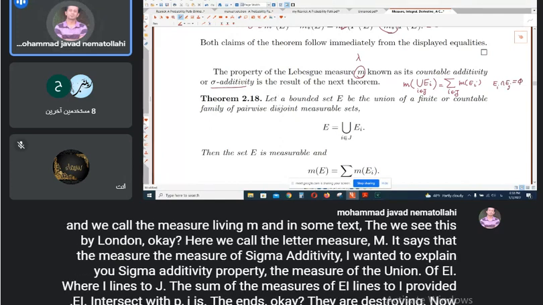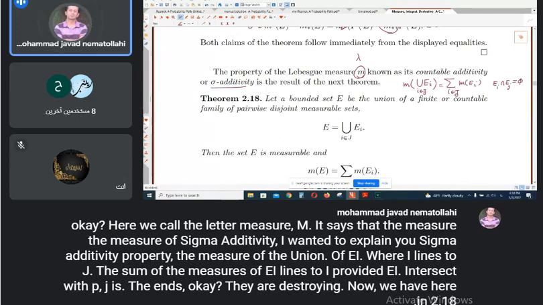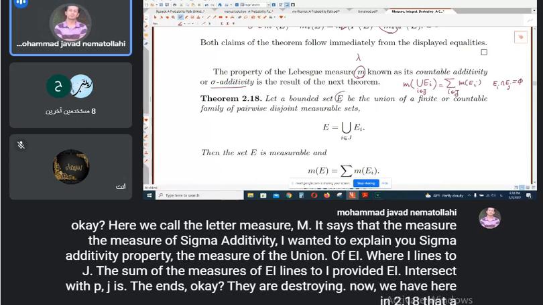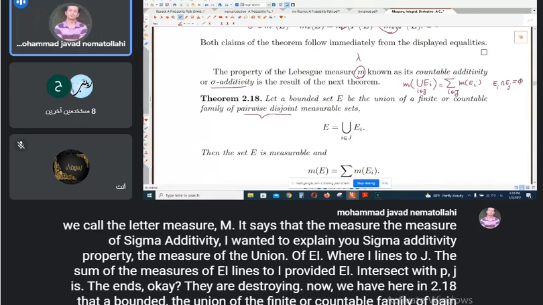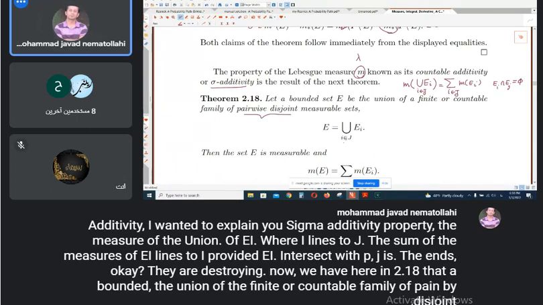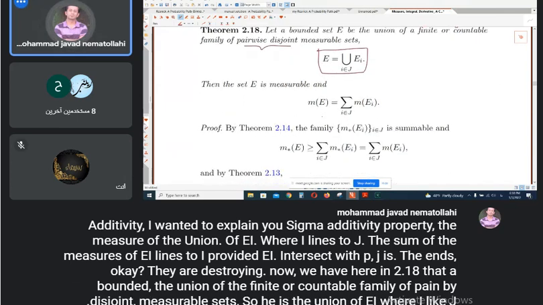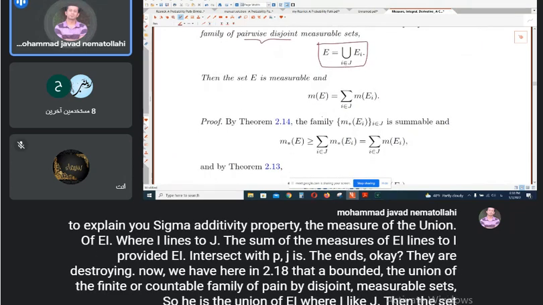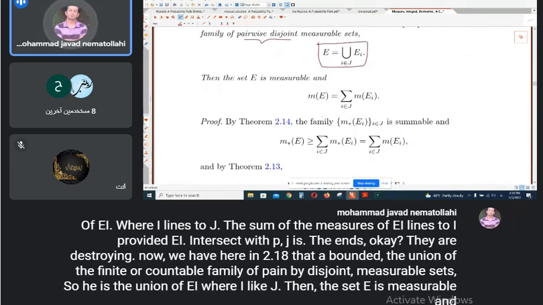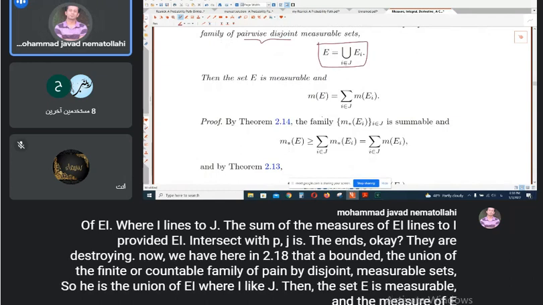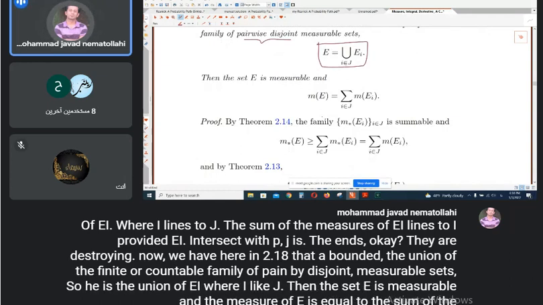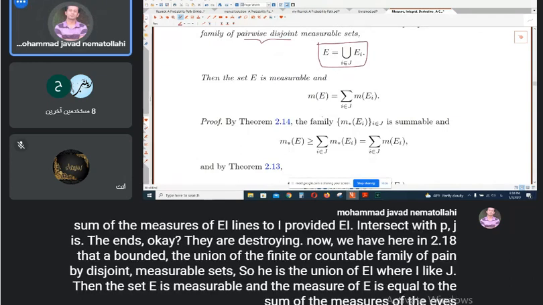Now we have here in 2.18: let a bounded set E be the union of a finite or countable family of pairwise disjoint measurable sets. So E is the union of E_i, where i belongs to J. Then the set E is measurable, and the measure of E is equal to the sum of the measures of E_i, where i belongs to J.